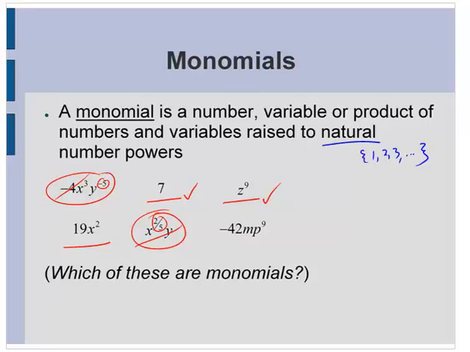Negative 42 mp to the ninth. This will work. It is a product of a number, negative 42, and variables to natural number powers. M is being raised to the first power here. 1 is a natural number, and p is being raised to the ninth. Again, a natural number.